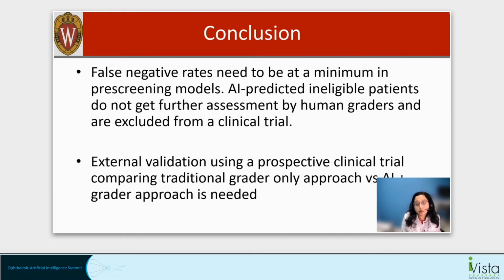So false negative rates need to be kept at a minimum in these pre-screening models because they do not get further assessment by human graders and are excluded from trials. And we also have to do external validation on this model. Our goal would be to do this in a prospective trial, comparing the traditional grader-only approach versus having this tiered approach of AI and grader combined.